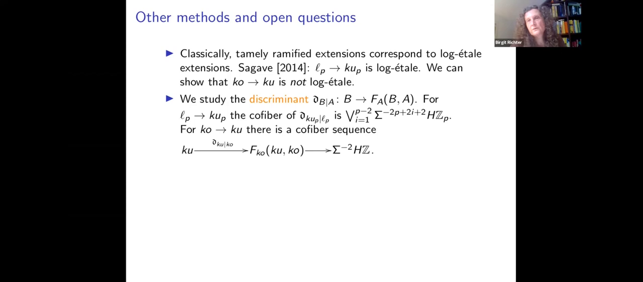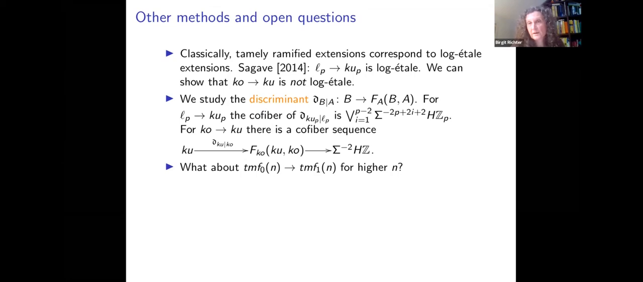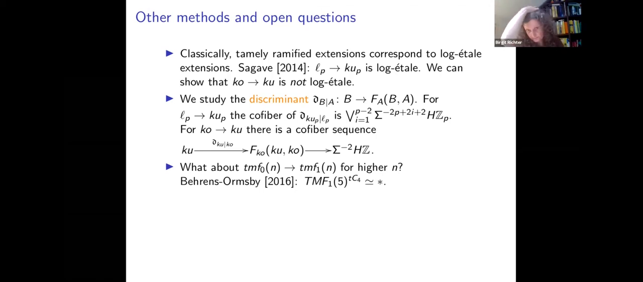And for KO to KU, this actually looks nicer. So in both cases, it says, yes, there is ramification, but it doesn't tell you anything. So we dumped that. Then the canonical question would be, what about the higher cases where you fix elements of exact order n on an elliptic curve? The next case is n equals 5.